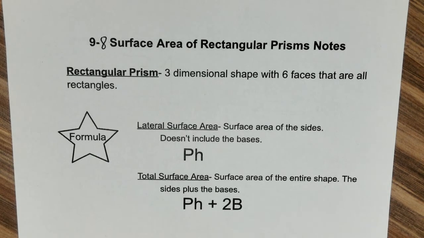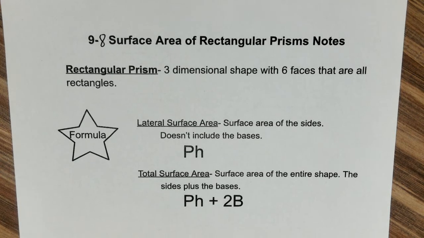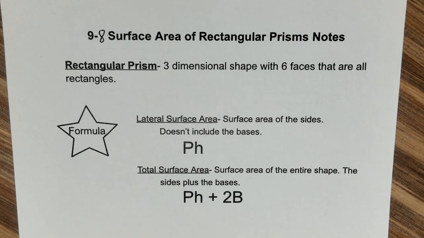Do y'all see this? If it's sitting like this, then I would say that that's the base. If it's sitting like that, I would say that's the base. Any of them can technically be the base because they're all rectangles. Okay? So let's look at our star chart.